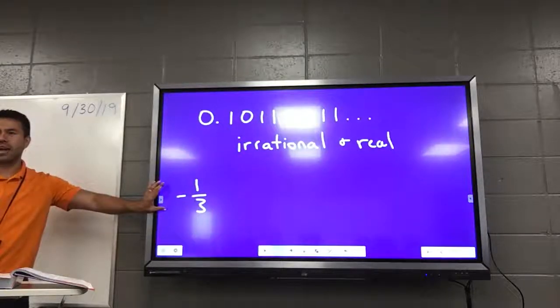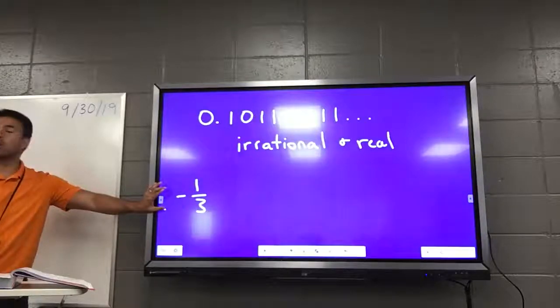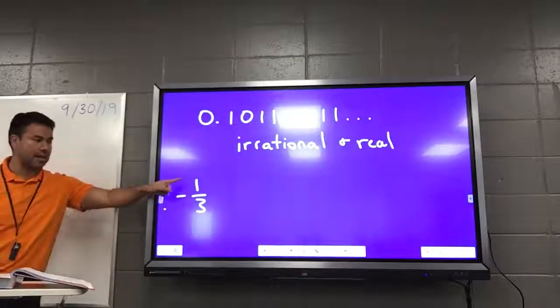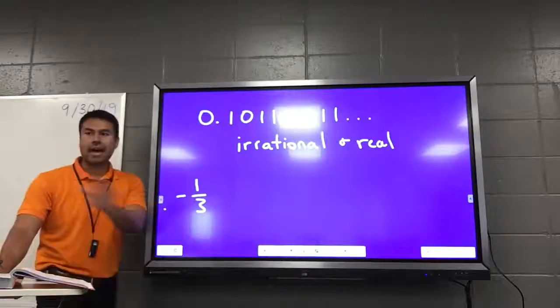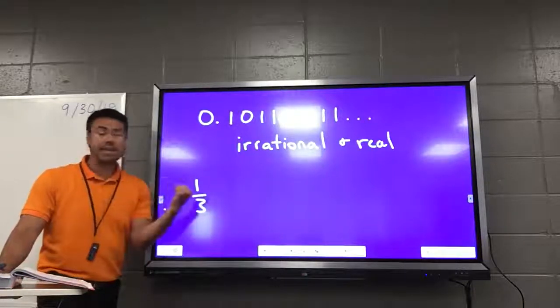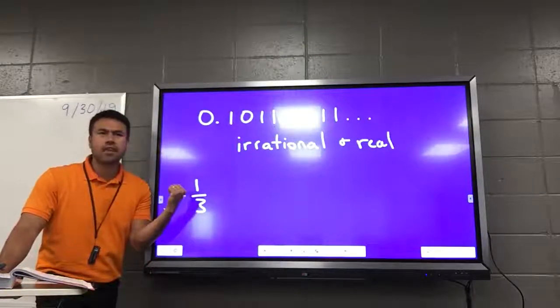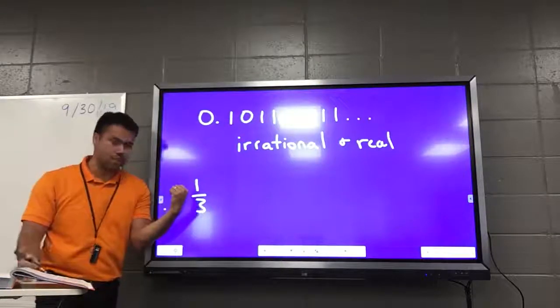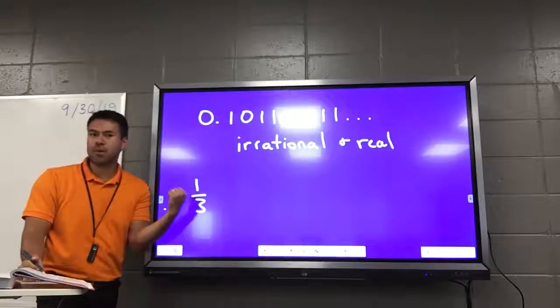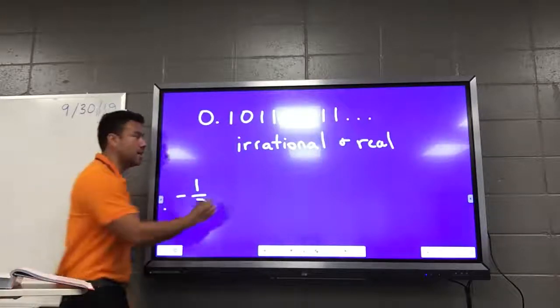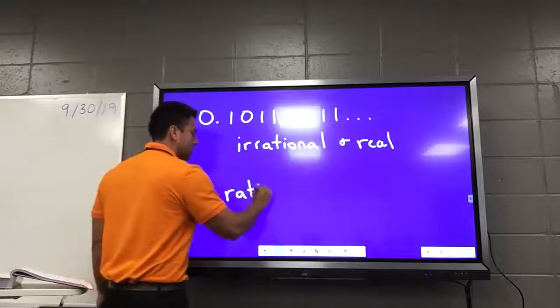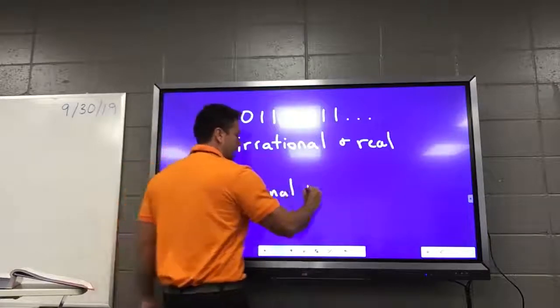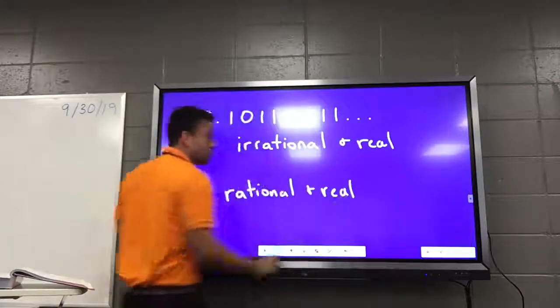Is this a natural number? Do you naturally count negative 1/3, negative 2/3, negative 3/3? No. Is it a whole number? No, it's a fraction. And it's part of a whole, so it's not just a whole. Is it an integer? Well, it's negative, but is it the opposite of a whole number? No. Is it rational? Can it be written as a fraction of integers? Yes. So we say rational and real.